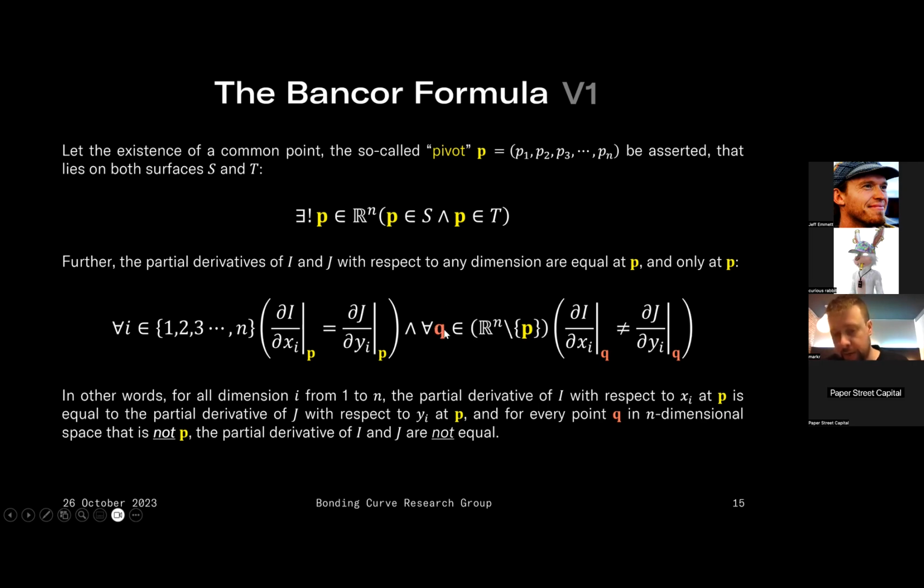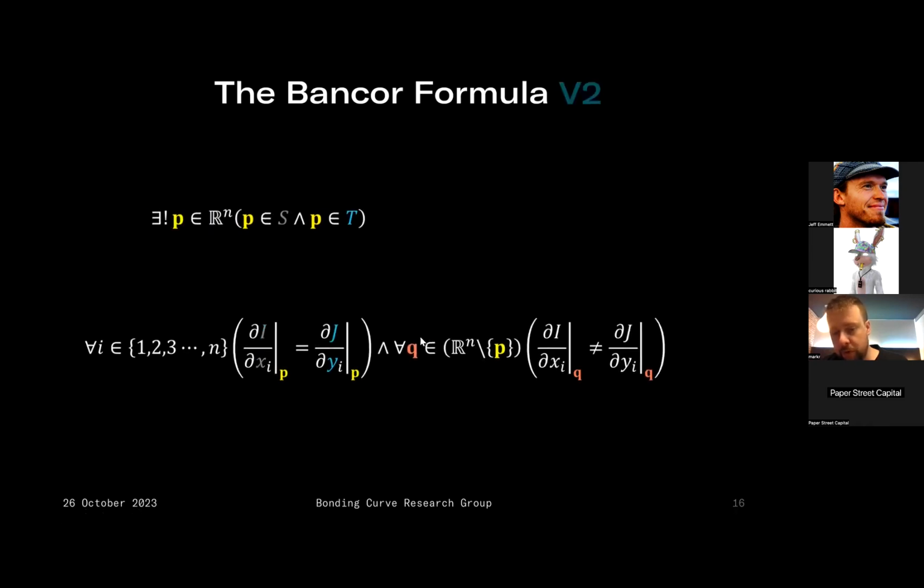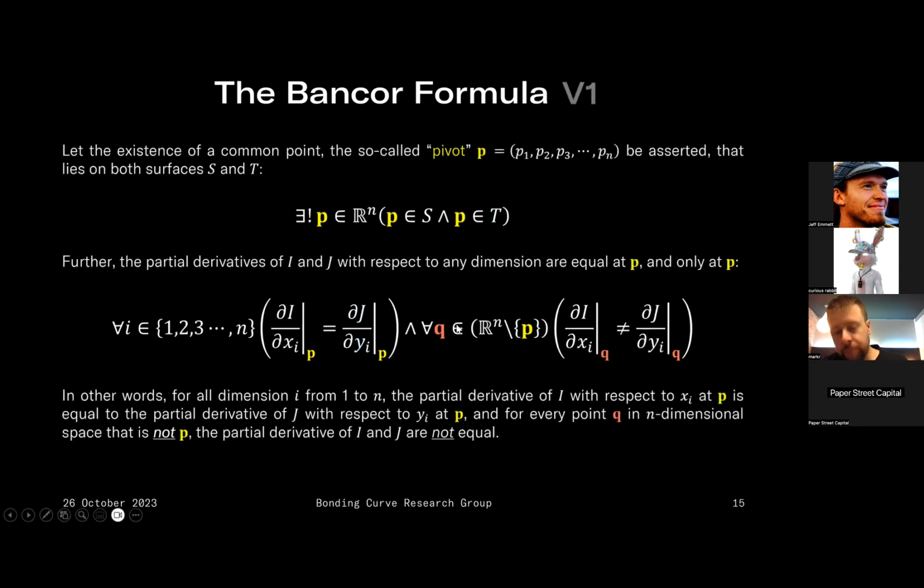and that for any other point, which we're calling Q, that is not P, right? So the way to read this is just: for all points Q in the reals in n dimensions except for this point P. That's all that thing means. The partial derivative of the function I in any dimension is not equal to the partial derivative of the function j in the same dimension.